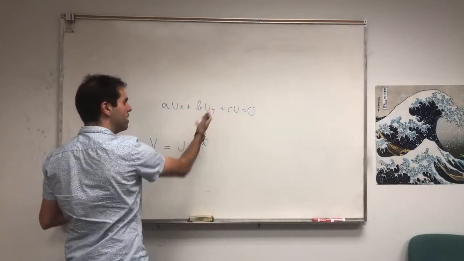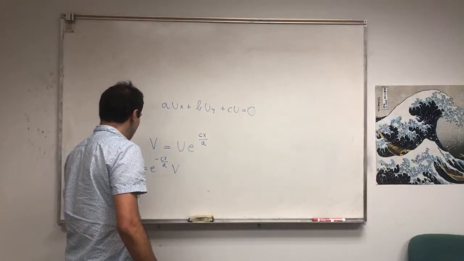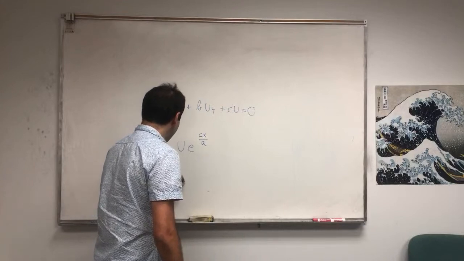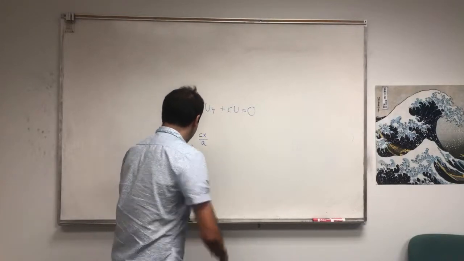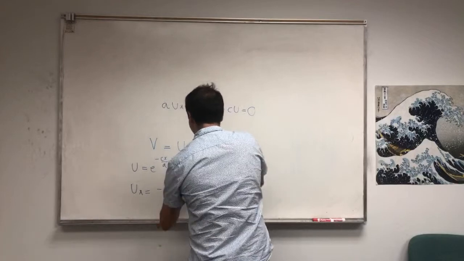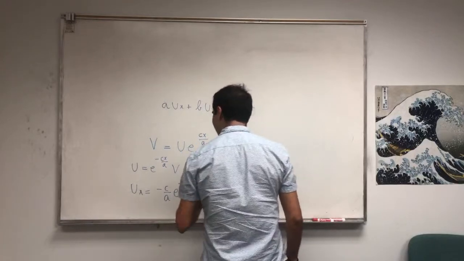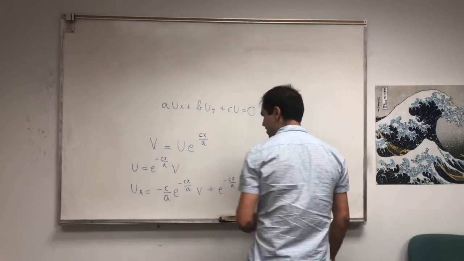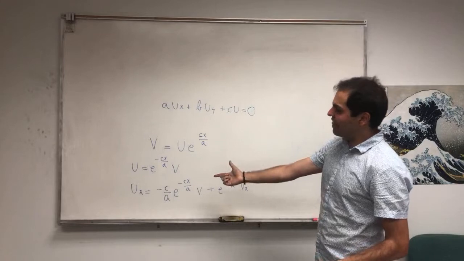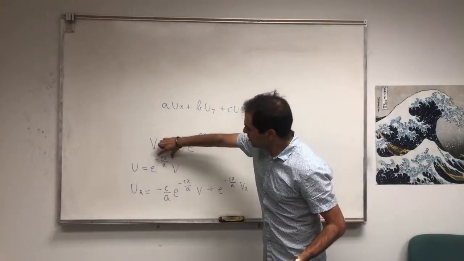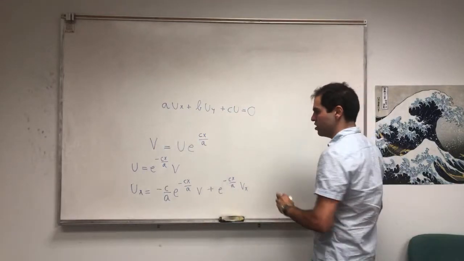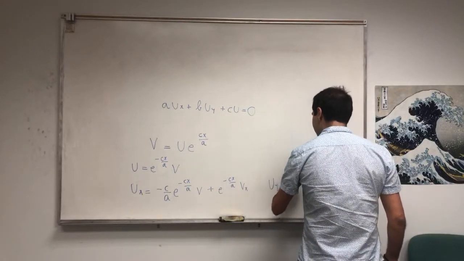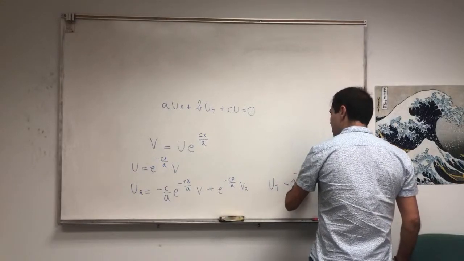And then let's just calculate a bunch of partial derivatives. So u_x is minus c over a, e to the minus cx over a, v, and then using the product rule, plus e to the minus cx over a, v_x. That's one thing. And then for u_y, notice this does not depend on y, so it's just a constant. And then we get basically u_y is e to the minus cx over a, v_y.